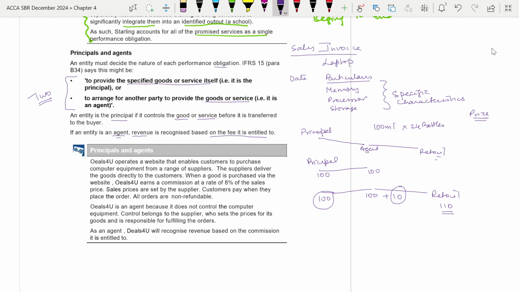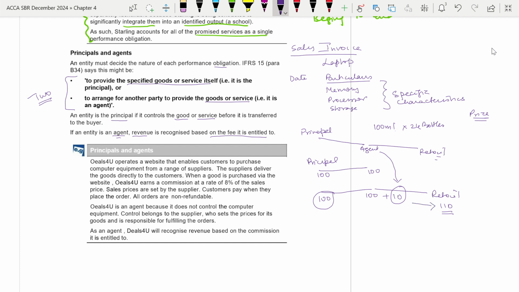Again, I am saying this. For the agent, is it right? What is the agent doing? He is buying the product and he is selling. For him, how much is he getting as revenue? His revenue is only 10. Whereas for the principal, the revenue is how much? 100. The final product value is going to be 110.